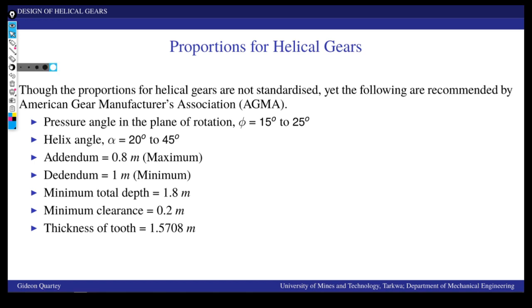We also have the minimum clearance equal to 0.2 times the module. The tooth thickness is equal to 1.5708 times the module.